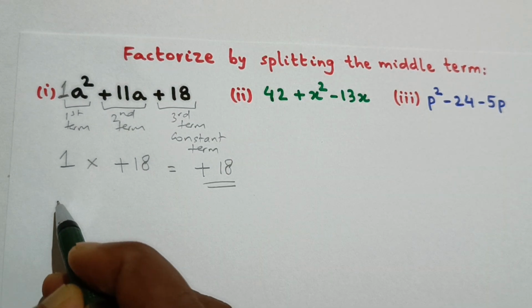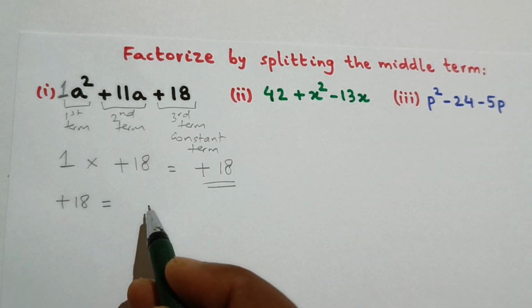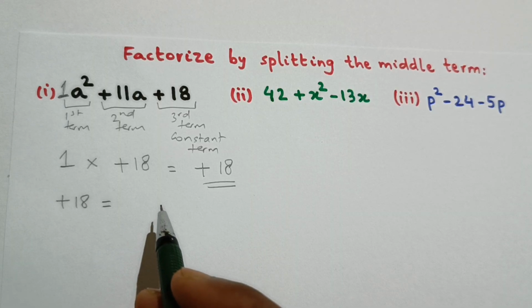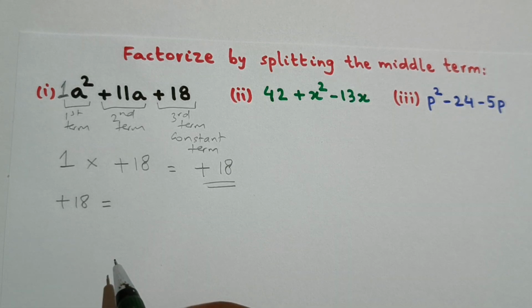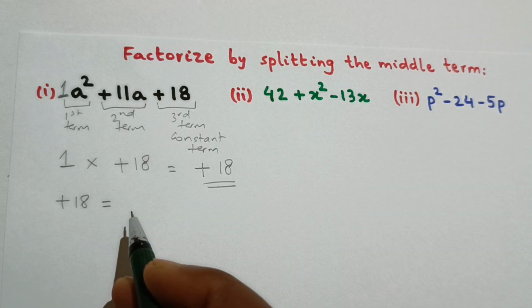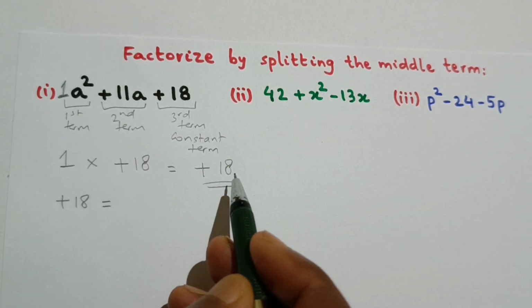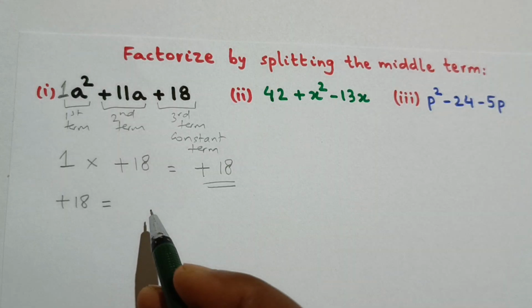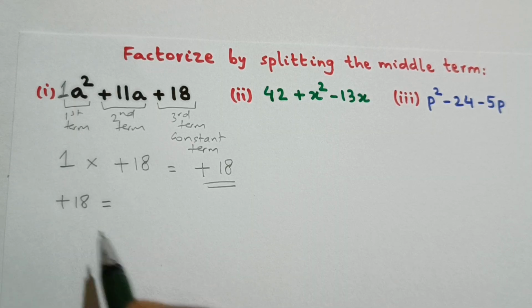Now this plus 18, what you do is you find all the possible integer pairs such that their product is plus 18. You find all possible integer pairs whose product is this plus 18.